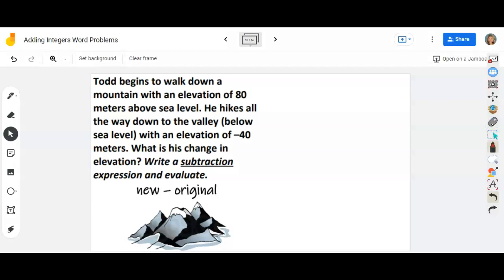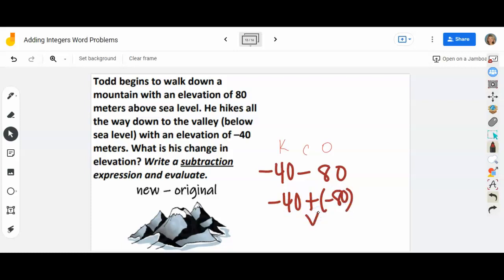Todd begins to walk down a mountain with an elevation of 80 meters above sea level. He hikes all the way down to the valley below sea level with an elevation of negative 40. What is his change in elevation? So we're going to do new, negative 40, minus original, where he started. When we subtract, we use additive inverse to do keep, change, opposite. That's negative 40 plus negative 80. My signs are the same, so I add them together, and that is negative 120 meters. He has gone down 120 meters.